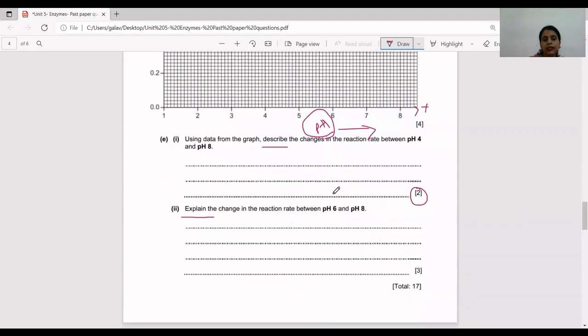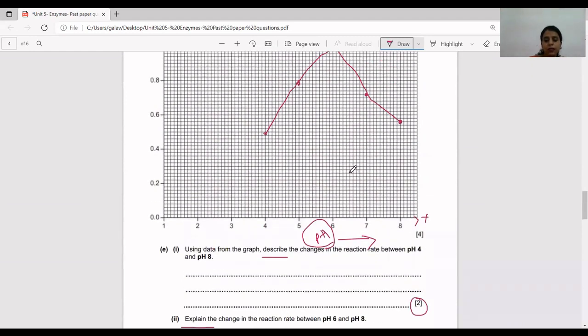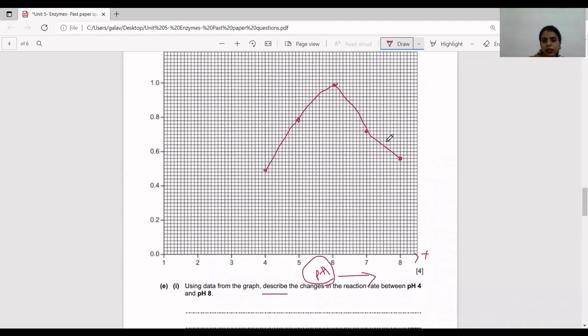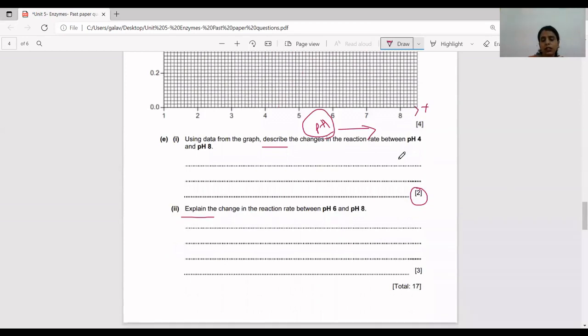The second question is explain the changes in the reaction rate between pH 6 and 8. Now between pH 6 and 8, you have to explain the reason. You don't have to describe. If they ask you to describe, you just have to write down that as pH increases from 6 to 8, the rate of reaction decreases. This is described. But they are asking you to explain. Now in explain you have to give the reason behind this decrease in rate of reaction. So you are aware of what the reason could be. The question is asked for 3 marks, remember.